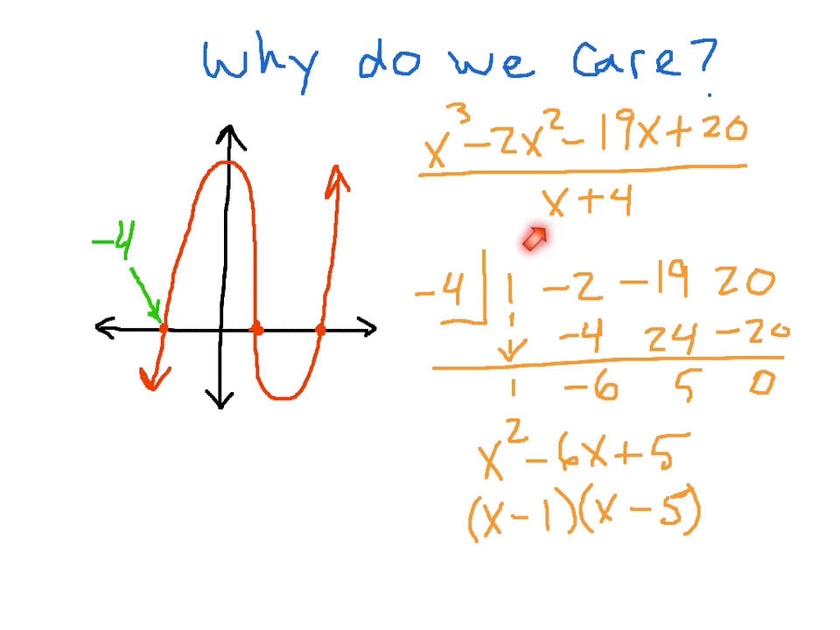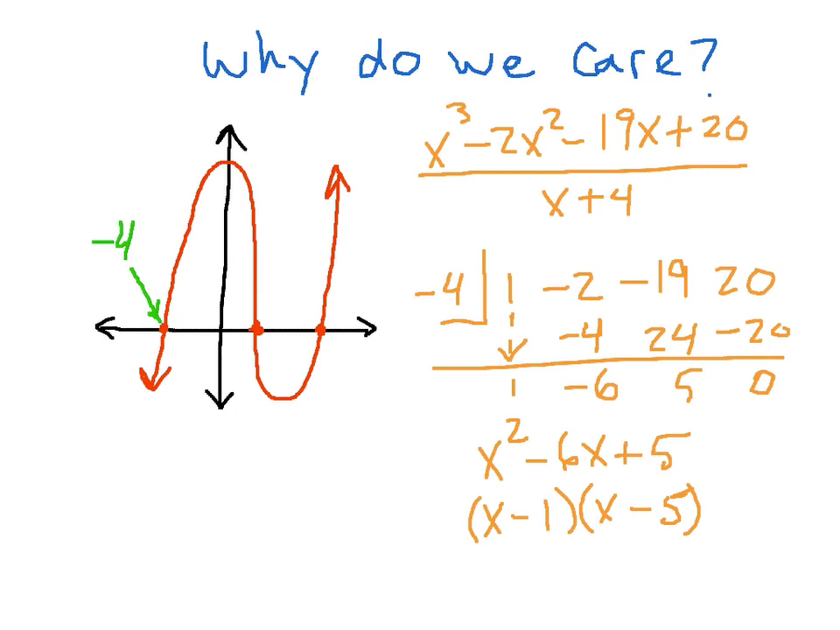We know the 0 for this term is minus 4. Here we have all descending order powers of x, so 1, negative 2, negative 19, and 20. And then through synthetic division, we bring down the 1, multiply the negative 4, add, multiply, add, multiply, and we get this quadratic. This quadratic, x squared minus 6x plus 5, can be factored into x minus 1 times x minus 5.